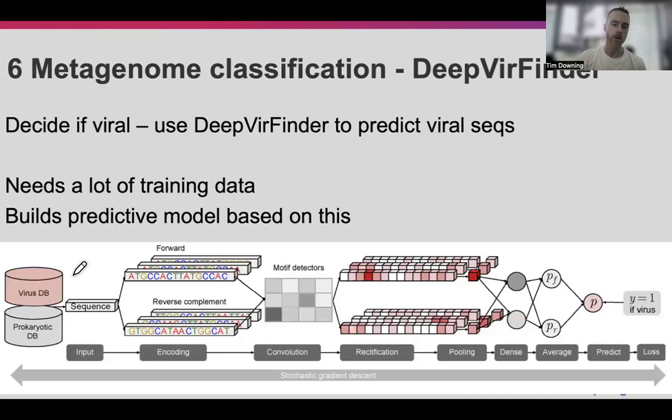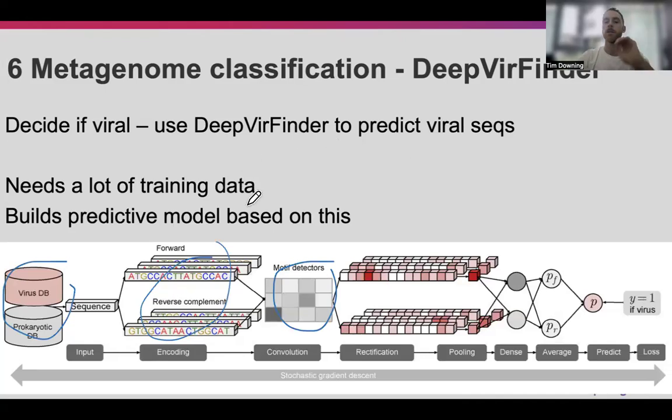So what this does is it has initial databases that are input, which can be encoded in the 6-frame translation. It uses CNNs to identify the ones that are most likely to be viral, using steps like rectification and pooling to predict the most likely outcome at the end.